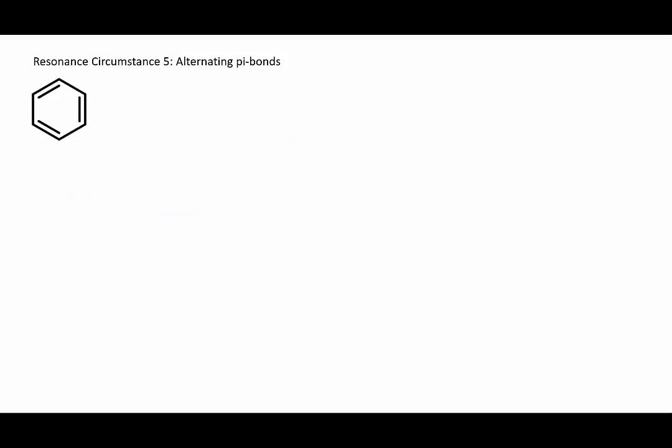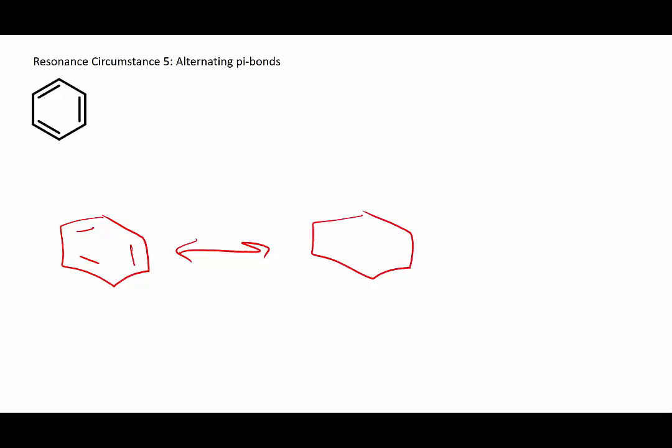Last example is if you have alternating pi bonds in the case of benzene. We could draw benzene like this, or we could draw benzene like this, where the pi bonds are in different locations. We can draw arrows to represent how they move. If this bond shifts down here, this carbon has too many bonds, so this bond will shift here, giving this carbon too many bonds, so this bond will shift here. In the end, we end up with this structure here.